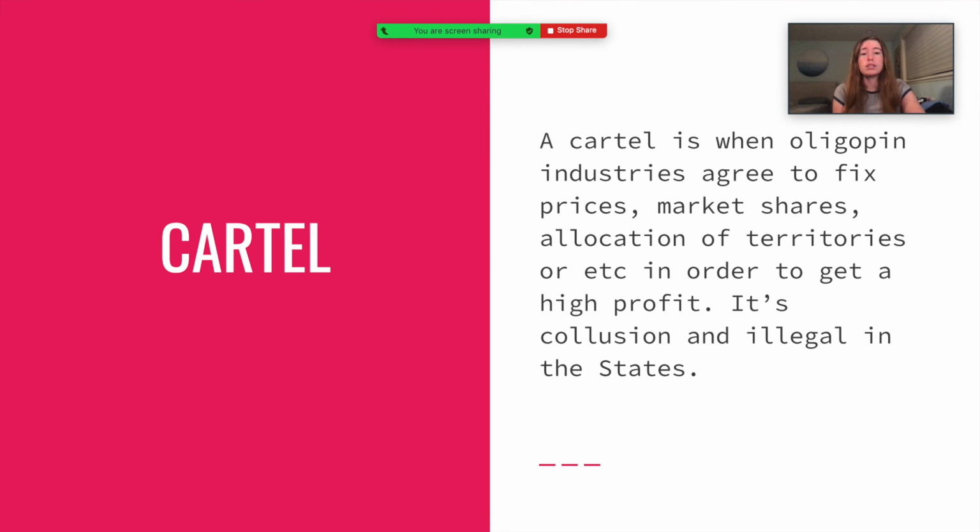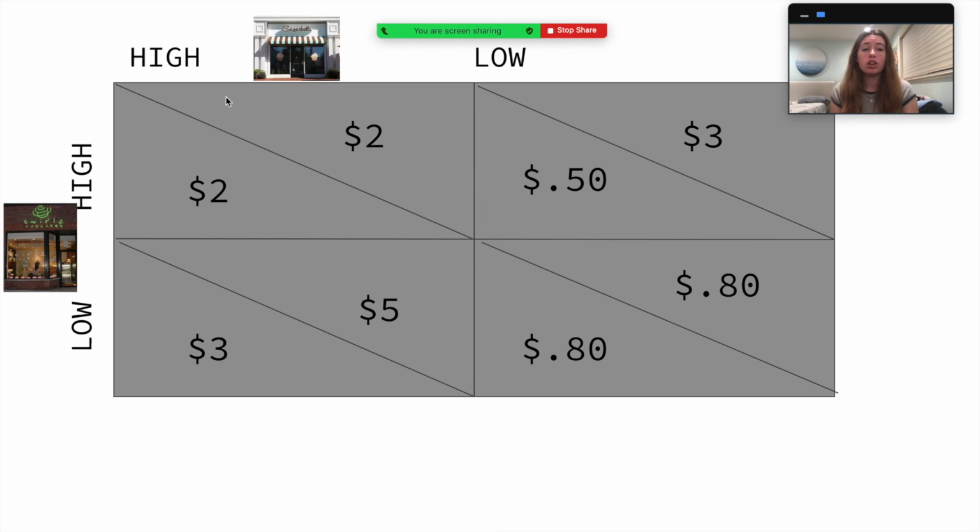Now this is when some might form a cartel. Now a cartel is when oligopolistic industries agree to fix prices, market shares, territories, etc. in order to get a higher profit. It's collusion and it's actually illegal in most states. So we can't collude, so instead we should find a dominant strategy.